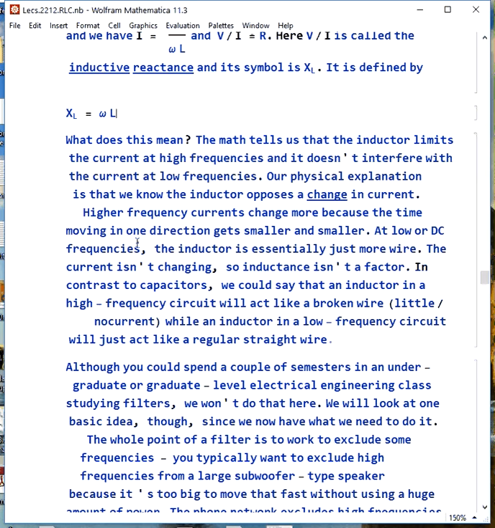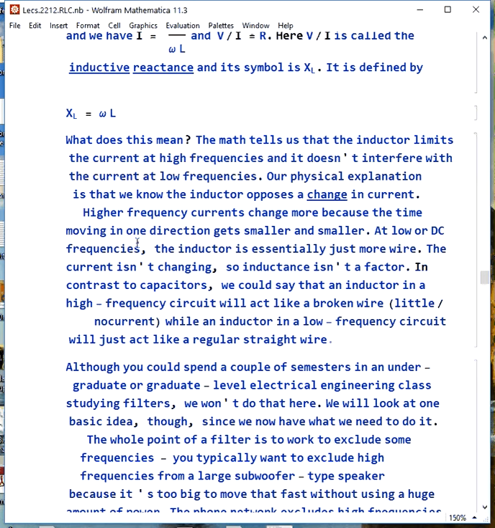What this tells us mathematically is the inductor limits the current at high frequencies and doesn't really limit it at low frequencies. The physical explanation of this is that the inductor opposes a change in current. If you have a low frequency, the current is changing very slowly, or in the case of DC, not at all, and the inductor just acts like a straight wire.